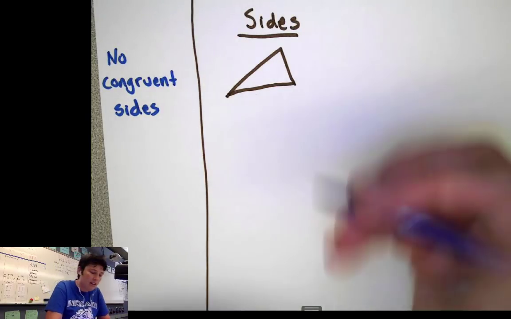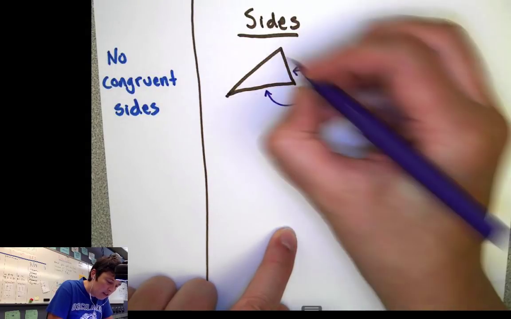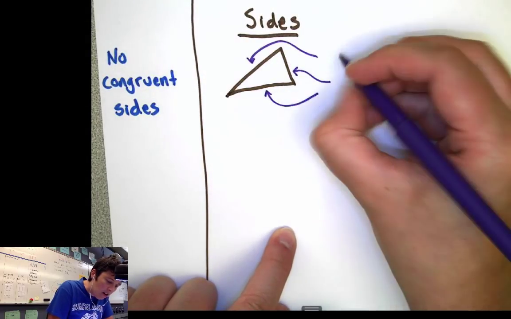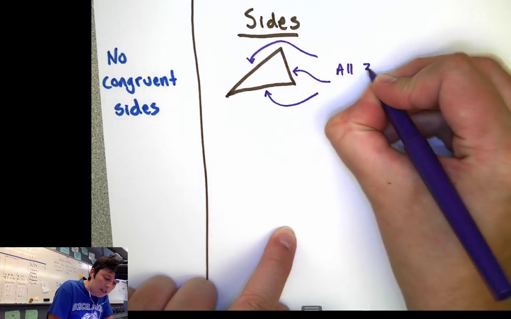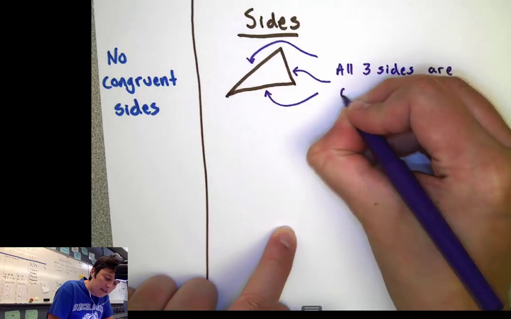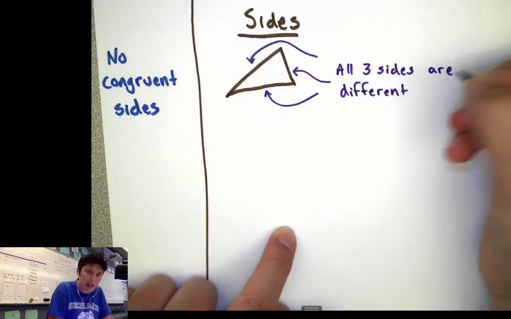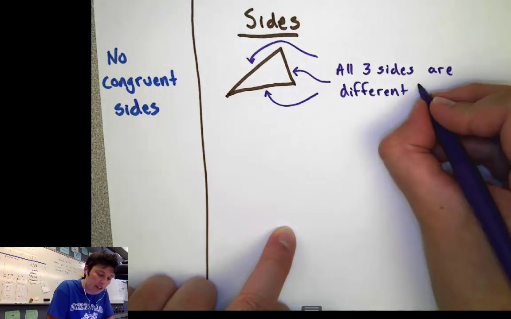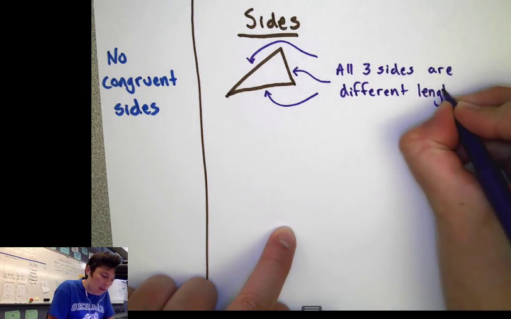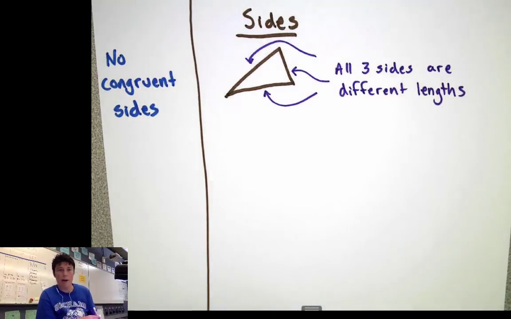So let's write that. I'll draw a little arrow here and say something like this maybe. All 3 sides are different lengths. You get a ruler and you measure them, they don't measure the same. All 3 sides are different lengths. So we call that a no congruent side triangle. There's just nothing equal about it. So that's one option, and we have a special name for it.